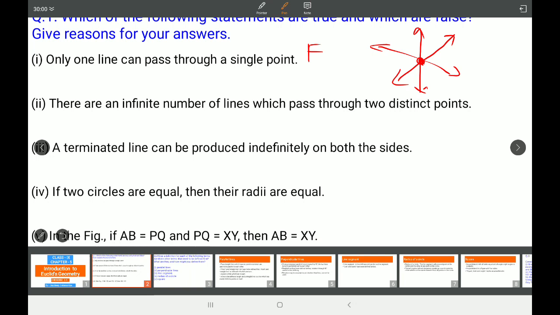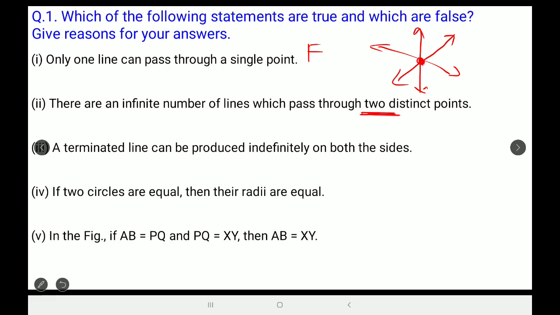Next one, there are an infinite number of lines which pass through two distinct points. See here, the words "two distinct points" are given. If we consider two distinct points, only one line can pass through the two distinct points. That's why this statement is false. Clear? Through two distinct points, only one line can pass.